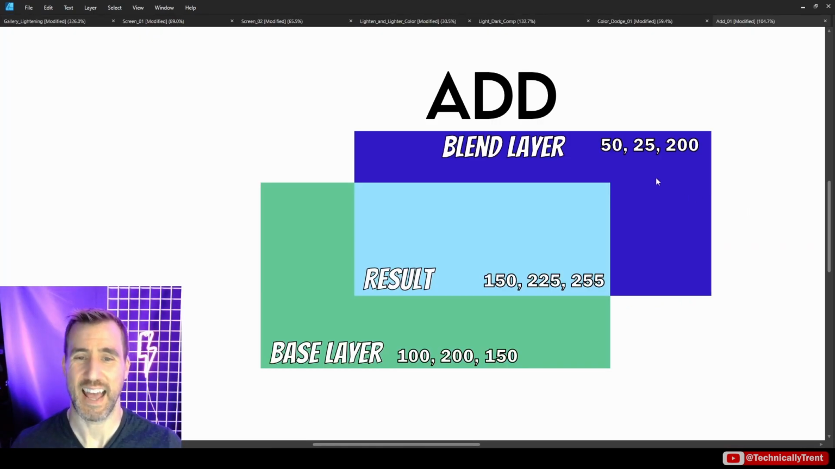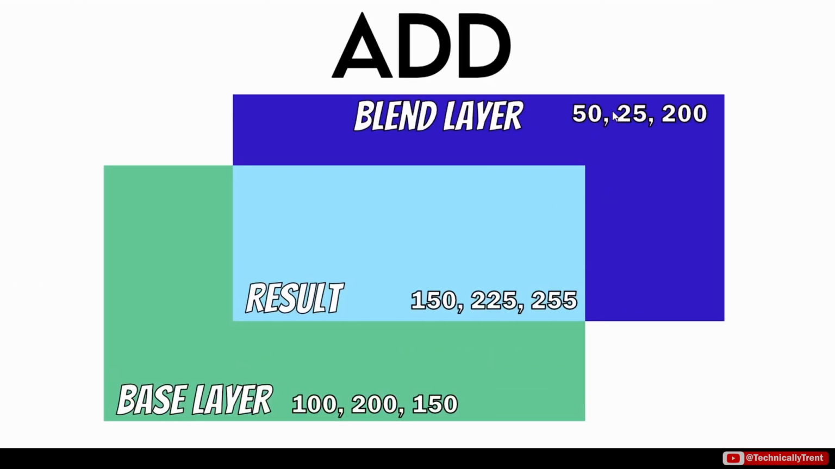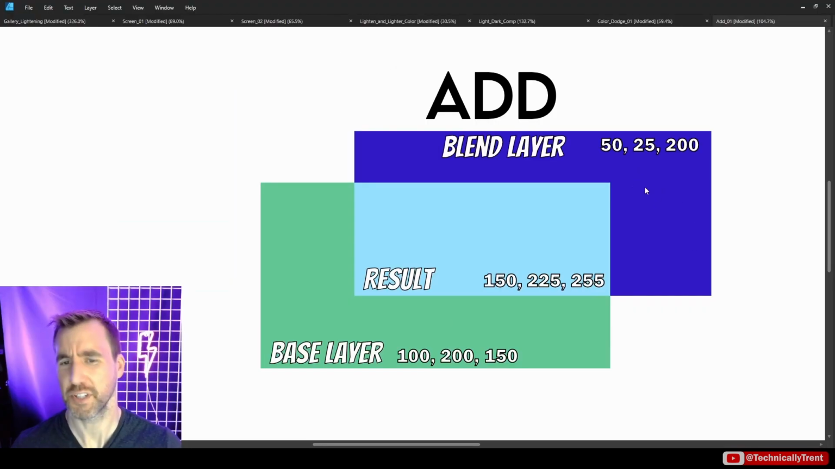And what you can see is that add is literally just adding each channel and putting it in the result. So if our blend layer has 50 for red and our base layer has 100, the total is 150. 25 plus 200 is 225. And 150 plus 200 is 350. But since that goes outside of our bounds, it just gets capped at 255. And that's really all add is doing.